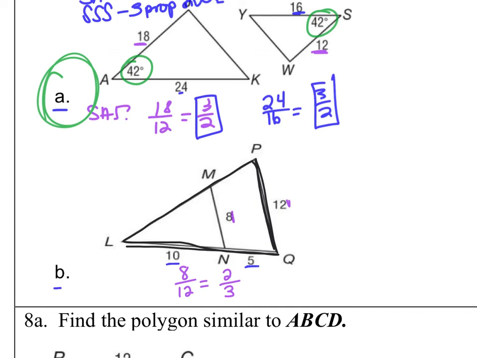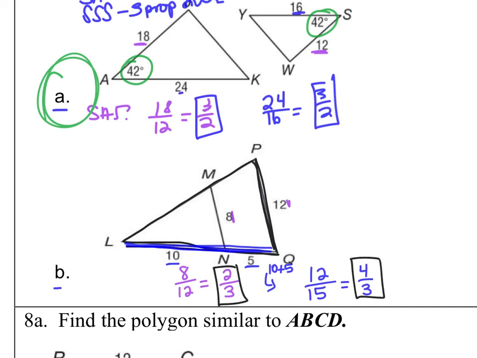Okay, then we need to take the full side length of our big triangle, which would be right here, 10 and 5. Okay, so let's say base 12 over the side length, 10 plus 5. 10 plus 5 is 15. When we reduce that, we have 4/3. Okay, so look at your 2 numbers. 2/3 and 4/3. Do they match? Not similar. Okay, in order to be similar, those ratios, those scale factors have to be the same.